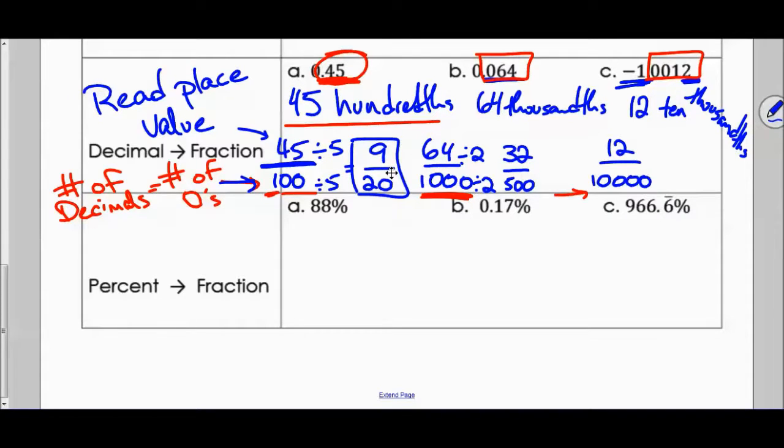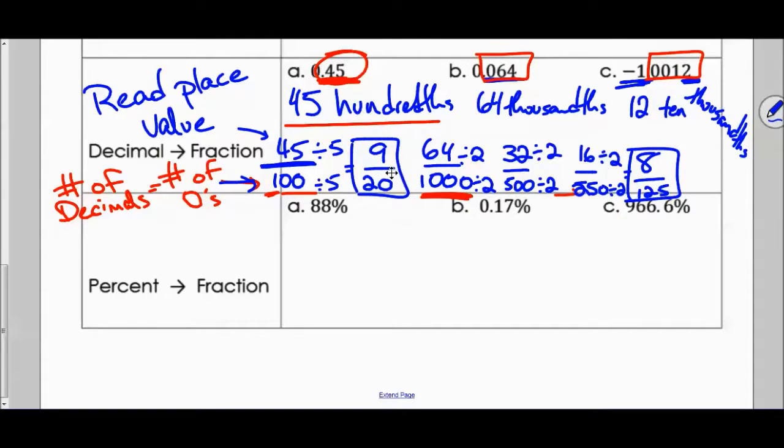Those are both still even. So I'm going to divide by 2 again. That would give us 16 out of 250. Those are both still even, so I'm going to divide by 2 one more time. That would give me 8 out of 125, and that's as far as this one goes.